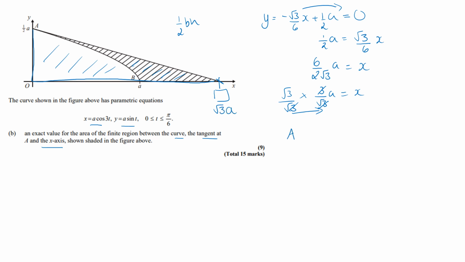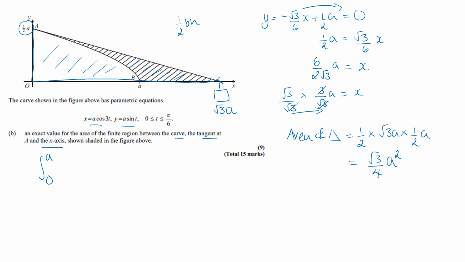So the area of the triangle is going to be half times root 3 a times the height of the triangle, which is half a. So altogether that's going to be root 3 over 4 a squared. Now looking at the curve, we're going to be integrating between 0 and a.